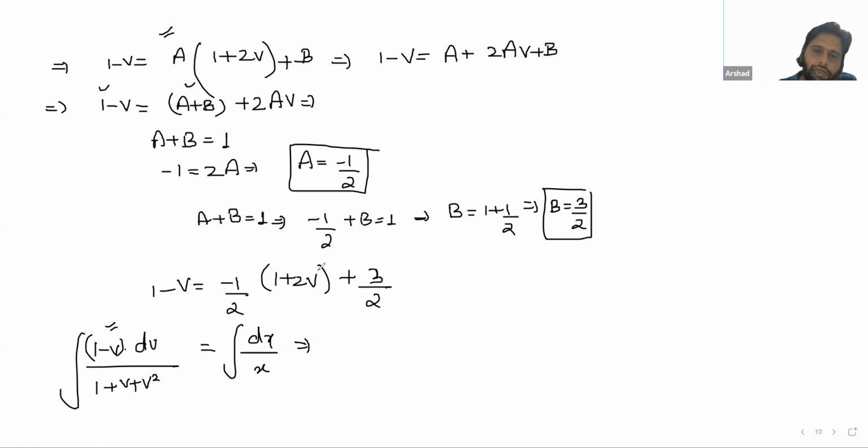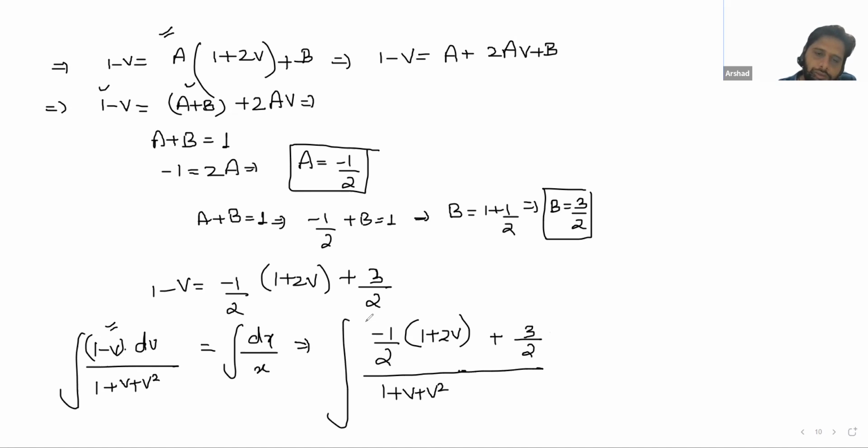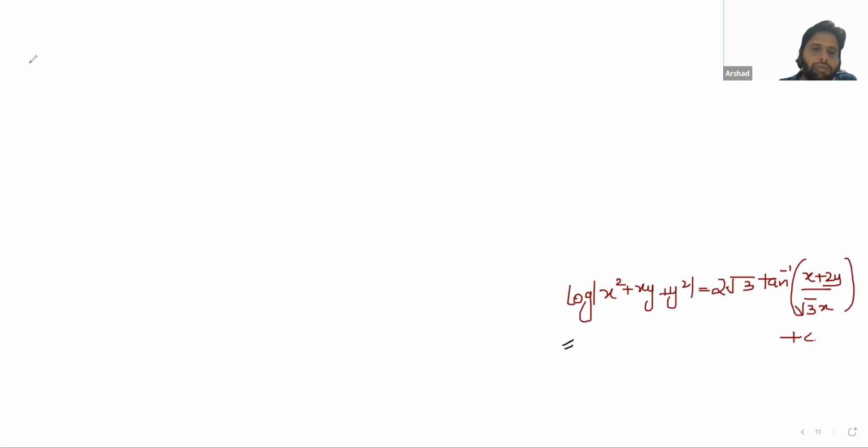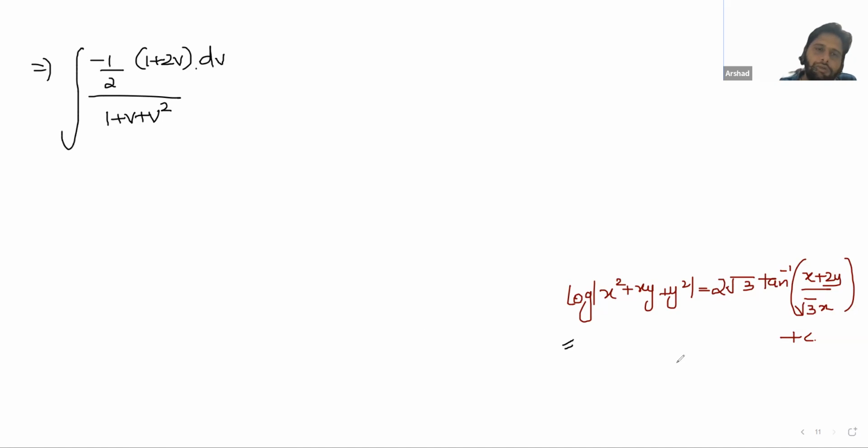So in place of this 1 minus v, we will write this term: minus 1 by 2, (1 plus 2v) by (1 plus v plus v square), and one more term, which is 3 by 2, integral dv, is equal to the integral of dx by x, which is log mod x plus c. Now solve this one. Separate the terms: minus 1 by 2 integral of (1 plus 2v) by (1 plus v plus v square) dv, plus 3 by 2 integral of dv by (1 plus v plus v square), is equal to log mod x plus c.